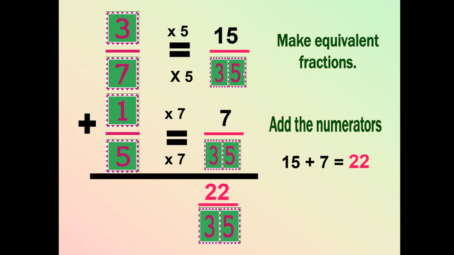Now that we have similar denominators, all you need to do again is add the numerators. So 15 plus 7 is equal to 22. That means our final answer is 22 over 35.